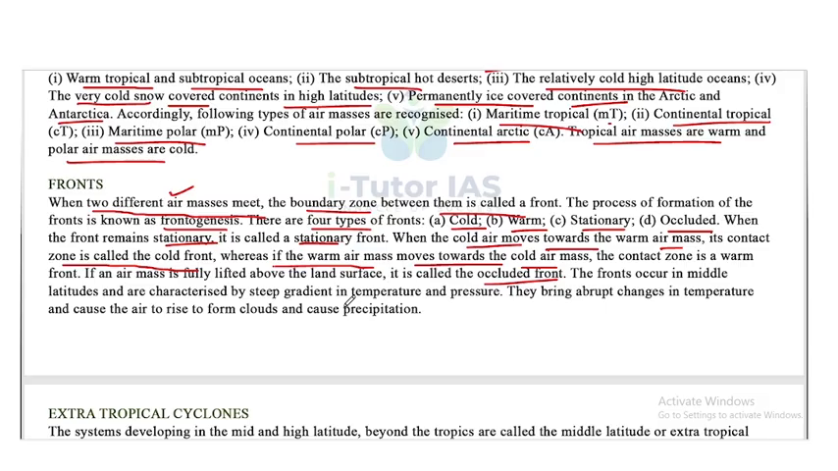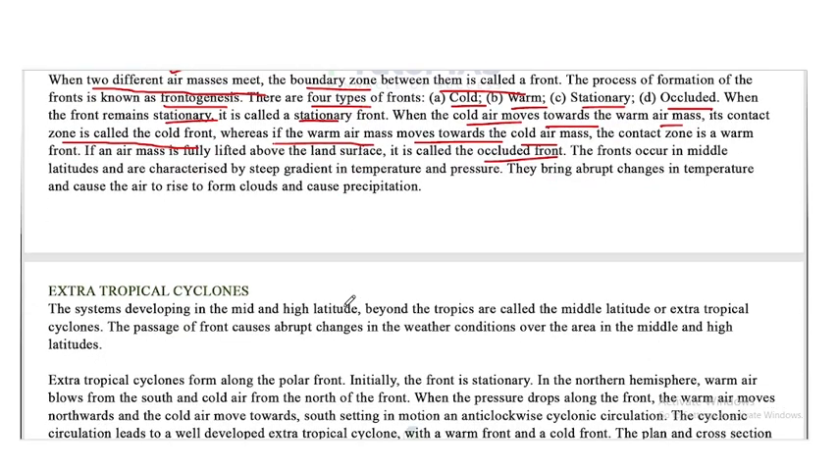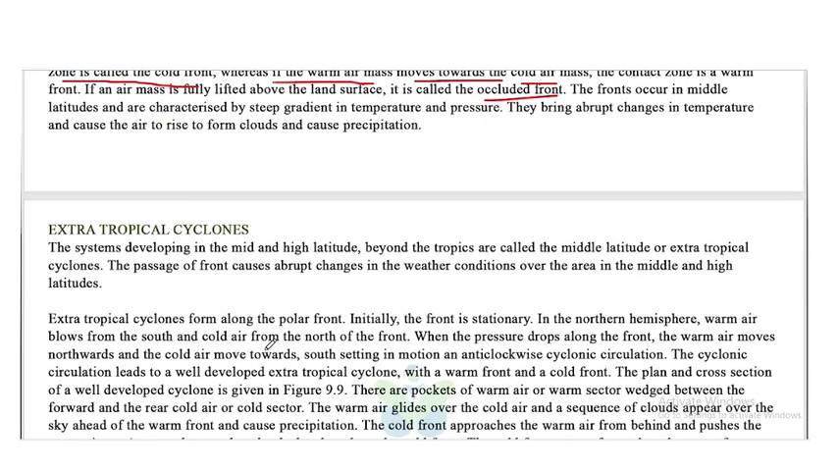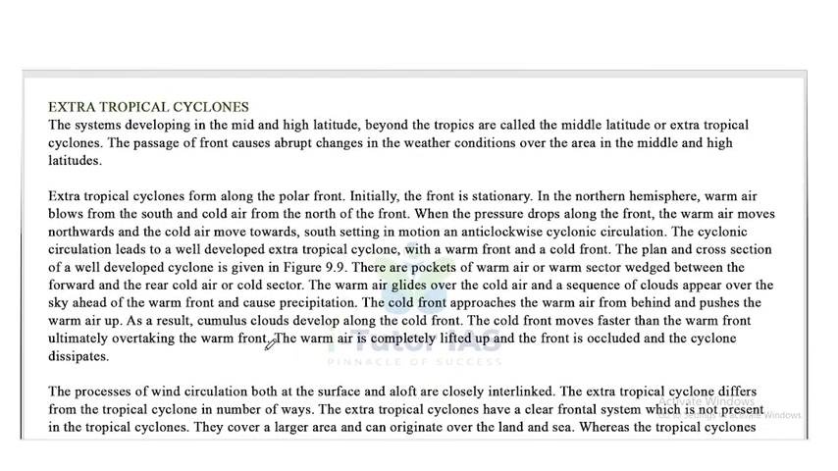Extratropical cyclones. Here also the fronts occur in middle latitudes and are characterized by steep gradients in temperature and pressure. They bring abrupt changes in temperature and cause the air to rise to form clouds and cause precipitation. Next one is extratropical cyclones. So what are extratropical cyclones? The system developing in the mid and high latitude beyond the tropics are called middle latitude or extratropical cyclones.